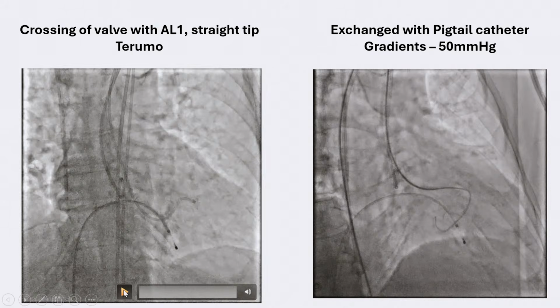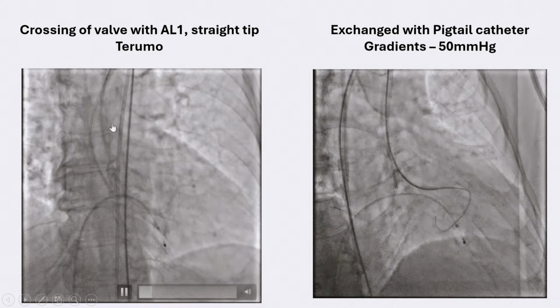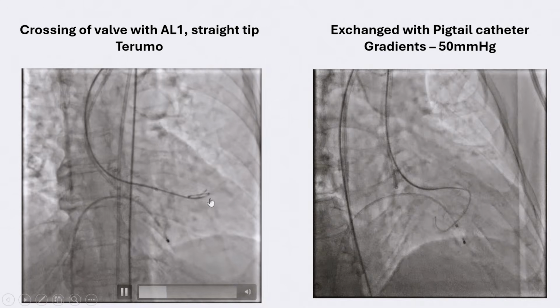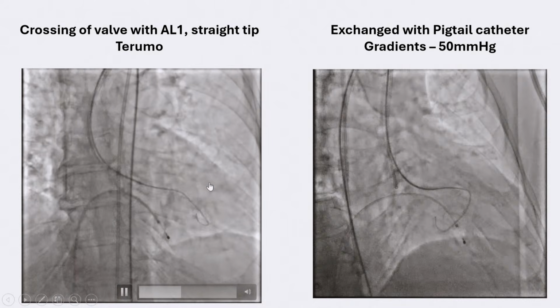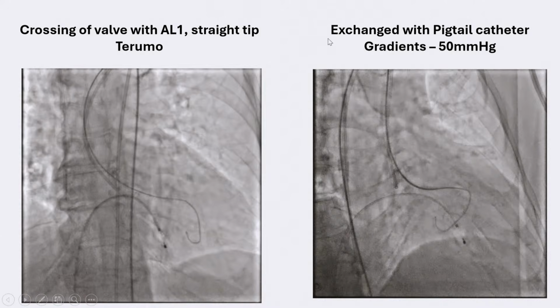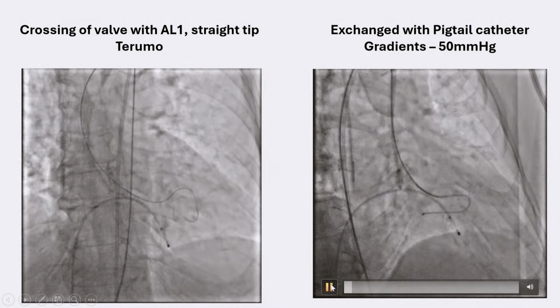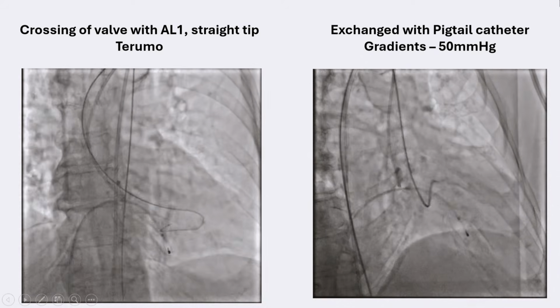After that, we took the AL1 catheter with a straight tip Terumo wire, and we were comfortably able to cross the valve. It's extremely important to make sure that we don't go towards the mitral valve because otherwise we'll cause a lot of mitral regurgitation. And then we exchanged it for a pigtail catheter and we took the gradients. The gradient we had gotten was 50 millimeters of mercury.